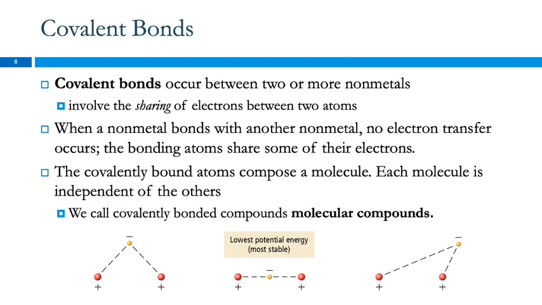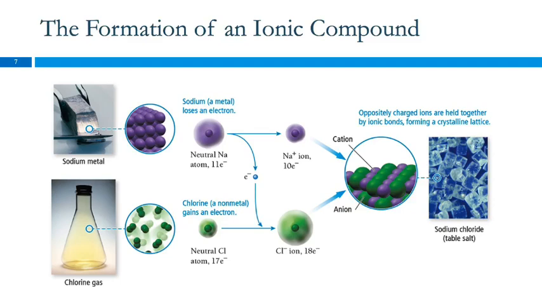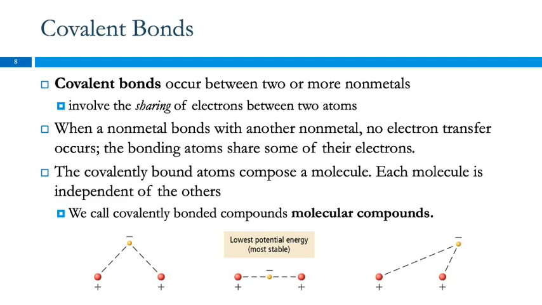Covalently bound atoms compose a molecule, and that molecule is a unit unto itself, unlike the ionic compound. Let's go back and look at that real quick. In this ionic compound, it's just this continuous 3-dimensional array. There are not specific sodium and chlorine units within that. You could think of this as being one giant molecule, right? But each of these salt crystals has a different number of ions in it. Whereas when we make a molecule, each molecule is the same. It's a discrete unit.